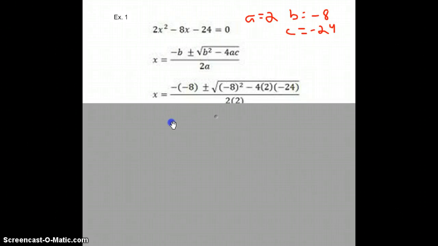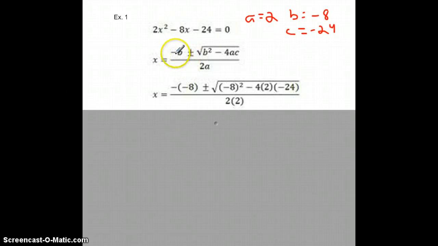So here's the first step, plugging in. So negative, and then our b is negative 8. So negative 8 plus or minus the square root of b squared, negative 8 squared. Notice we use the parentheses to plug in. Minus 4 times a, which is 2, and times c, which is negative 24. And on the bottom, or the denominator, we have 2 times 2, which is 2 times a.